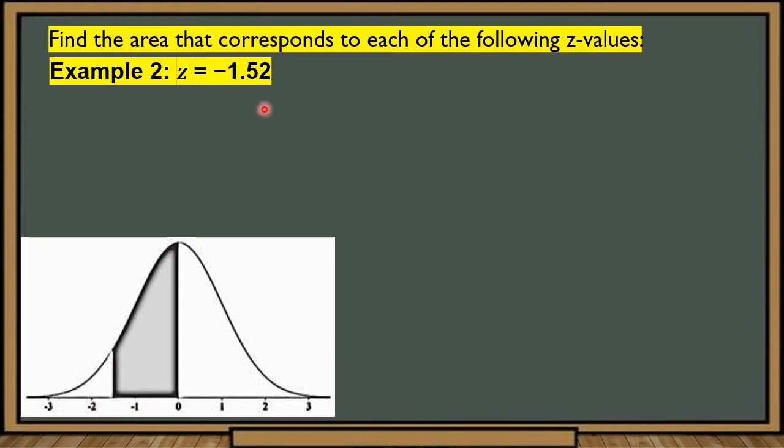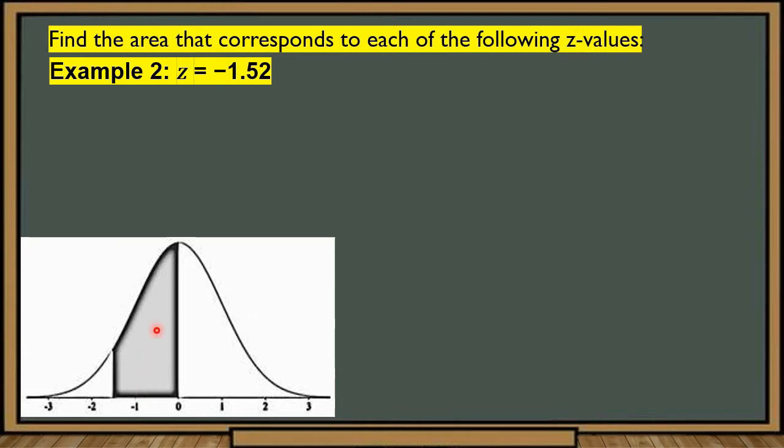So again, if it is not specified, automatically, the area that corresponds to z, which is equal to negative 1 and 52 hundredths, is from the mean. The area is from the mean up to the given z value, which is negative 1.52. So that is why we shade the region from the mean, from 0 up to negative 1.52. So this is the area that we are looking for.